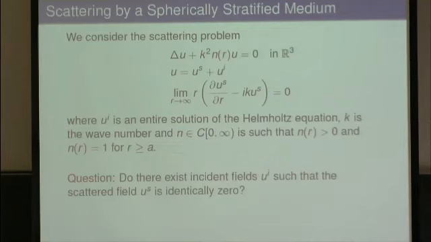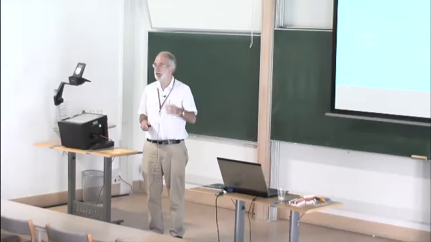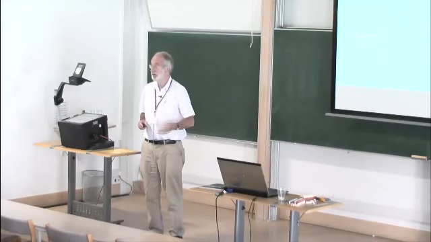A simple question to ask is: do there exist incident fields such that the scattered field u^s is identically 0, for a given frequency? Do there exist frequencies such that the scattered field is identically 0? In some sense, this is the dual problem to a cloaking problem. There you ask whether we can design an index of refraction so that for a given set of waves you have no scattered wave. Here we have a fixed index of refraction, and we're trying to find an incident wave that doesn't scatter.